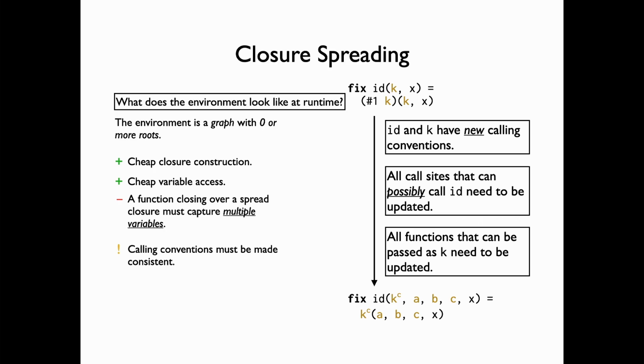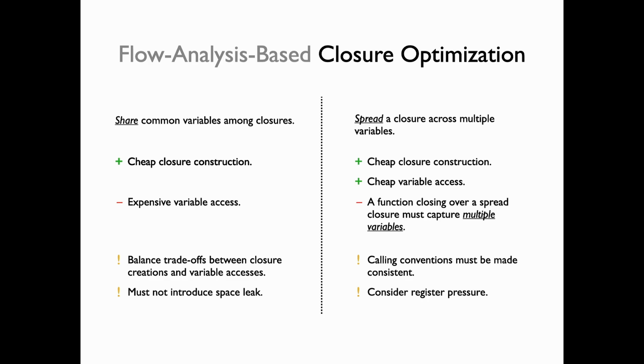But now we widen our permissive environment representation even more. Now the environment is just a graph with any number of roots. So that's our closure representation so far. And it must do so by consistently updating the calling conventions and considering the register pressure downstream. So those are the 2 optimization techniques that we like to do, each with its own trade-offs.